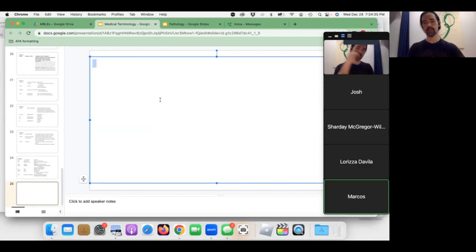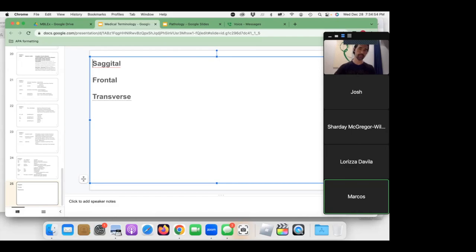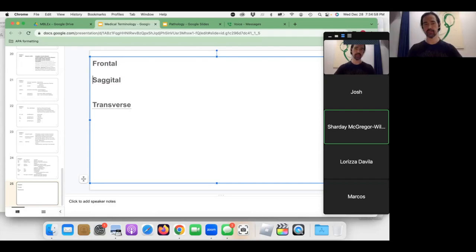Okay, so you have several planes. You have the sagittal plane, you have the frontal plane, and then you have the transverse plane. Put them in alphabetical order for me first. Anybody? What comes first, frontal, transverse, or sagittal? Frontal, sagittal, then transverse.